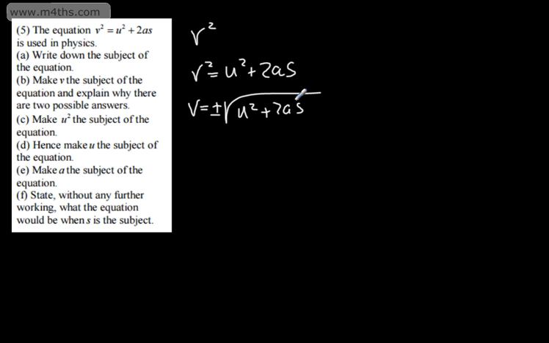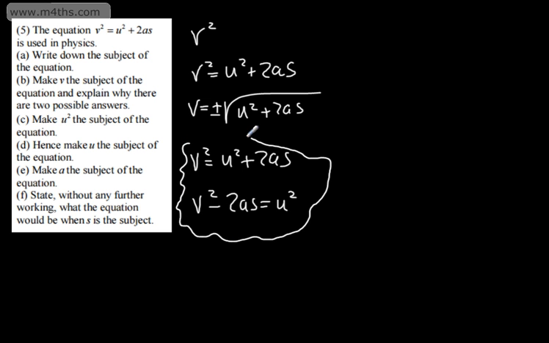Okay, now we need to make u squared the subject of the equation. So what we have is v squared is equal to u squared plus 2as. So we need to isolate this u squared term. All we need to do is v squared minus 2as is equal to u squared. We now need to make u the subject. Well, we'll just take the square root of both sides of that. So u will be equal to plus or minus the square root of v squared minus 2as.